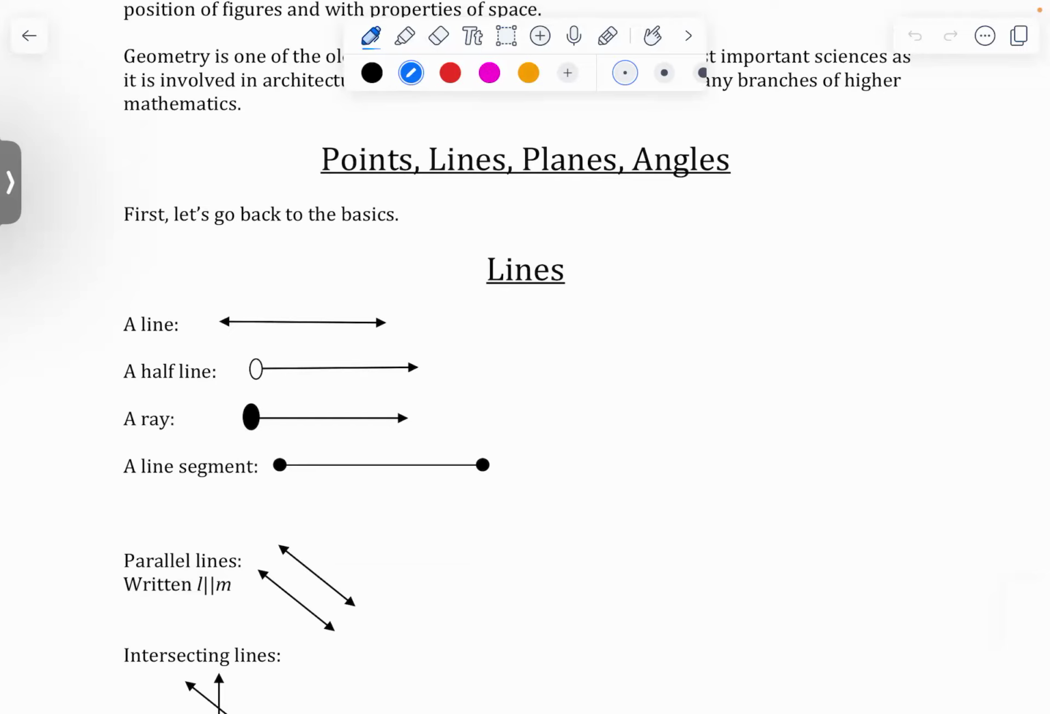A line. All right, a line is a straight segment that goes in both directions forever. A half line, all right, has a starting point and then goes forever. And notice the open circle versus the closed circle. So a half line is excluding that initial point, while a ray is including that initial point. All right, back to our including excluding notation. And then a line segment, all right, has a starting point and a stopping point.